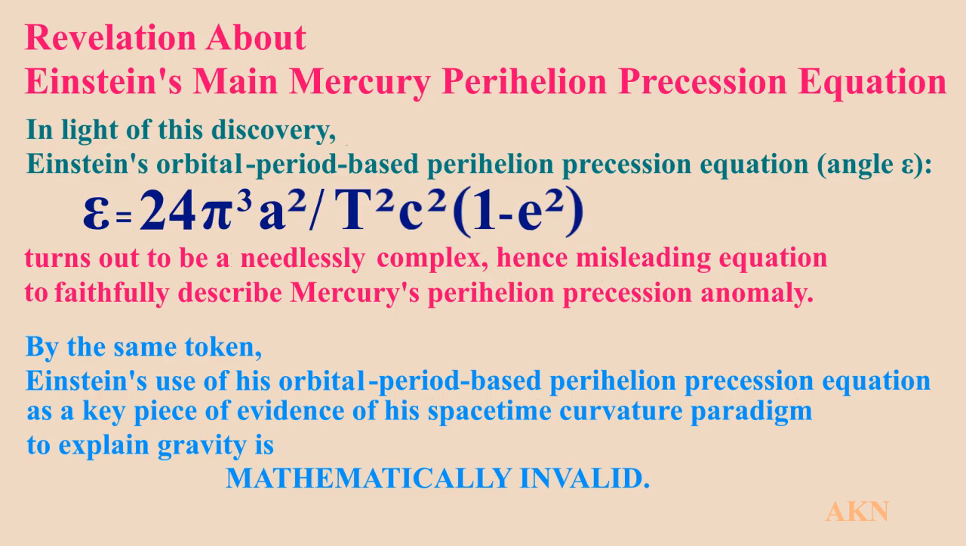Finally, in light of this alternative equation's discoveries, Einstein's orbital period-based perihelion precession angle equation turns out to be a needlessly complex, hence misleading, equation to faithfully describe Mercury's perihelion precession anomaly. By the same token, Einstein's use of his orbital period-based perihelion precession angle equation as a key piece of evidence of his spacetime curvature paradigm to explain gravity is mathematically invalid.